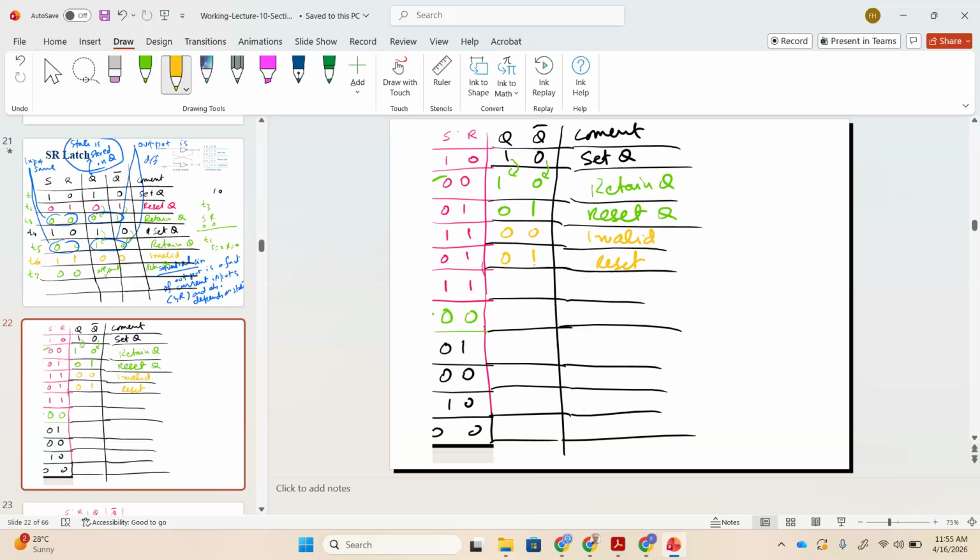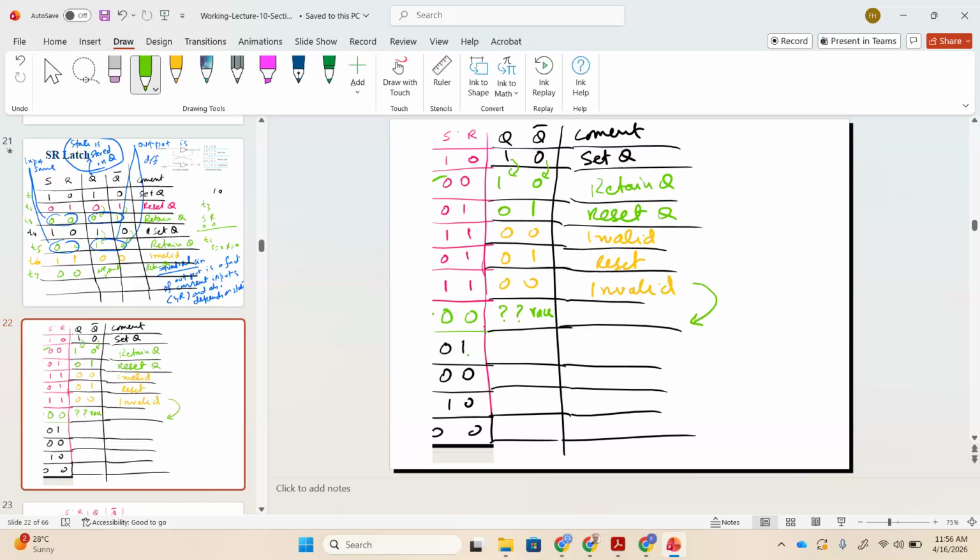Got it or not got it? Okay, if it's 1-1, the output will be 0-0. It is an invalid combination. And if it is 0 0, here now the problem is this: we do not know the output. This will be a race condition. The output can be either 0 1 or 1 0. This is called the race condition, so when this 1 1 is followed by this, it's a race condition.